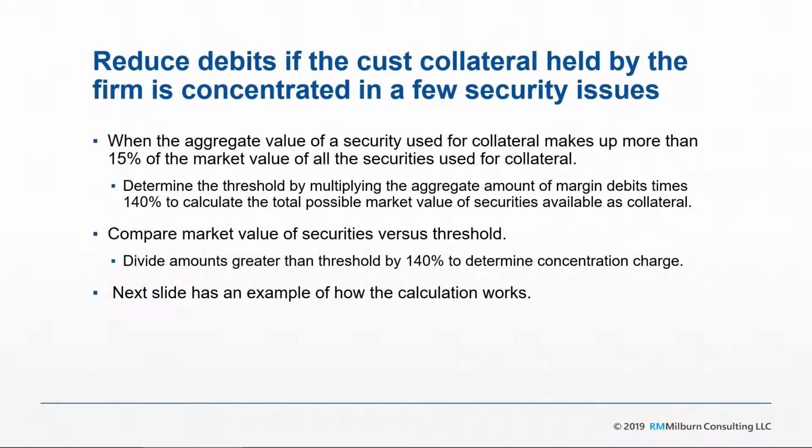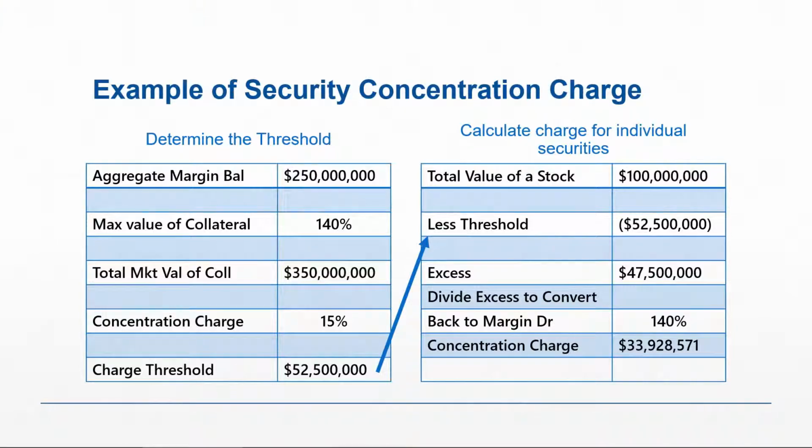The firm is also going to take a concentration charge if the customer collateral held by the firm is concentrated in a few security issues. And this will occur when any one particular security makes up 15% or more of the market value of all the securities used for collateral. I think the best way to demonstrate this is to look at an example. And we're going to flip over to the second slide and take a look at it as an example of a security concentration charge.